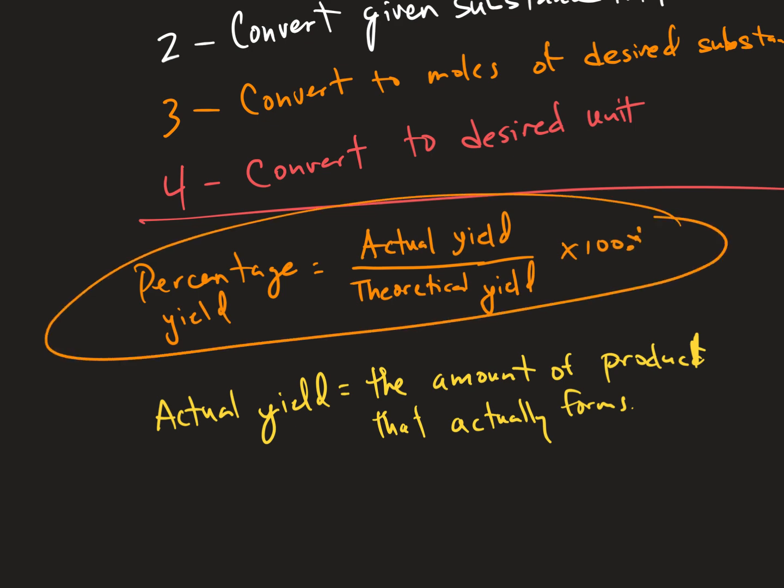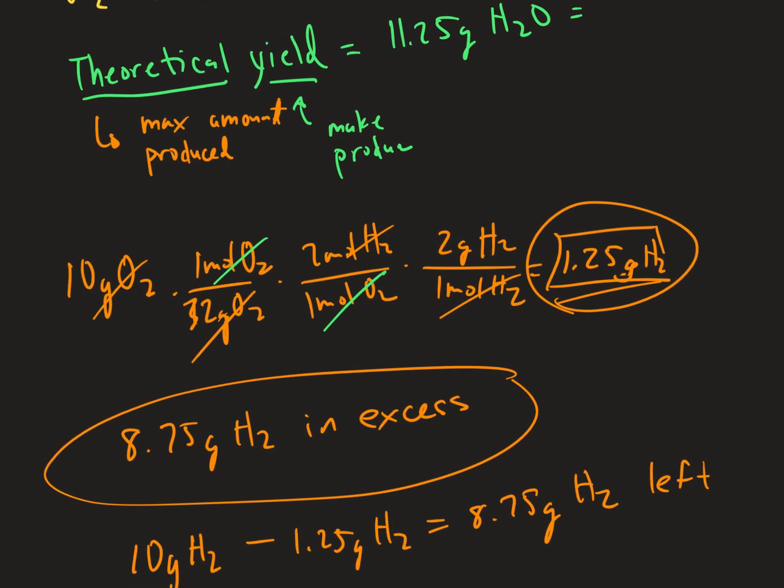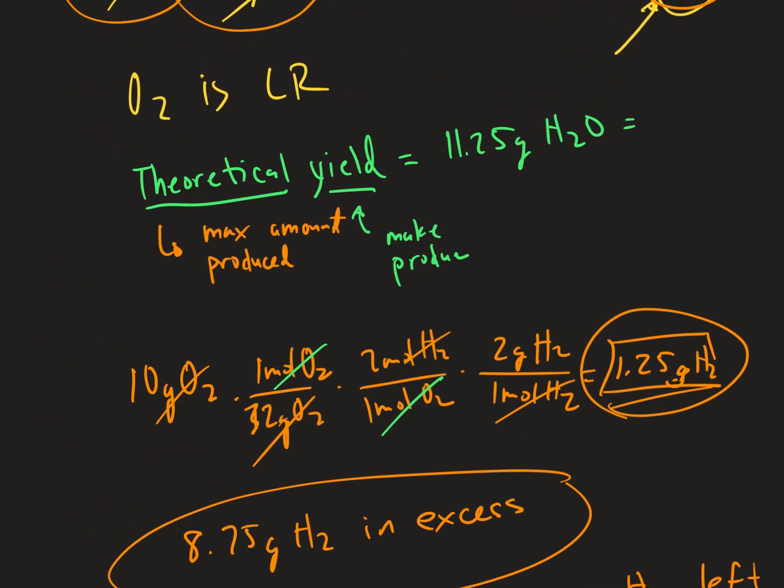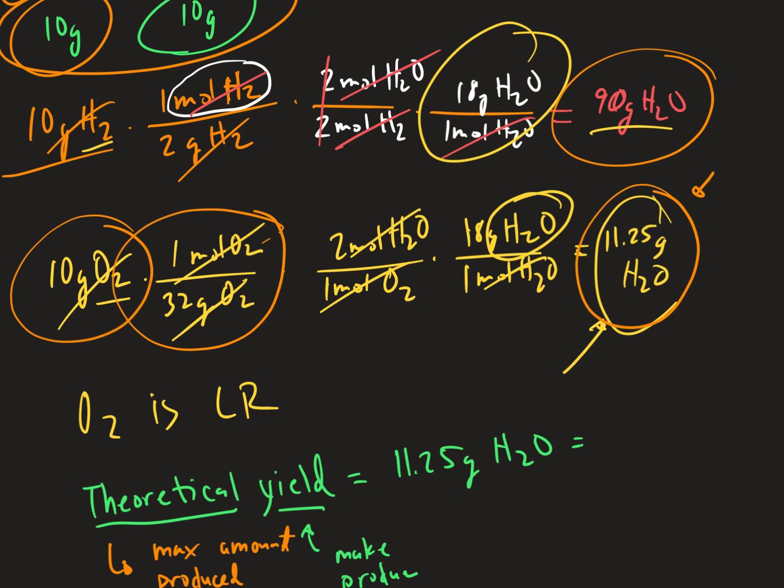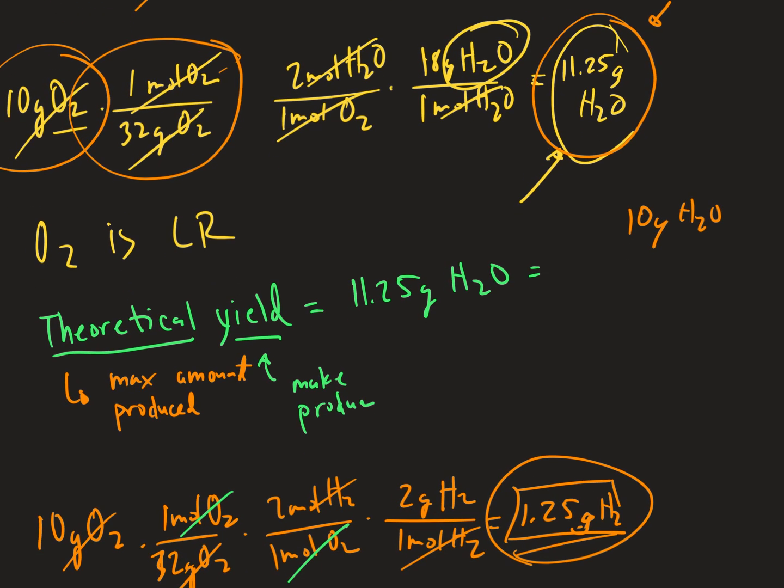So when we did this over here, this right here was our theoretical yield, right? What if we actually produced 10 grams of water when we did this? We only produced 10 grams of water. How do you find the percent yield? Well, you take the 10 and divide it by the 11.5. What we actually got divided by the maximum we can get, the theoretical yield, and then times by 100. Yeah. That's it.